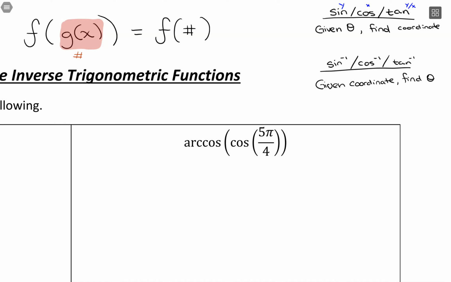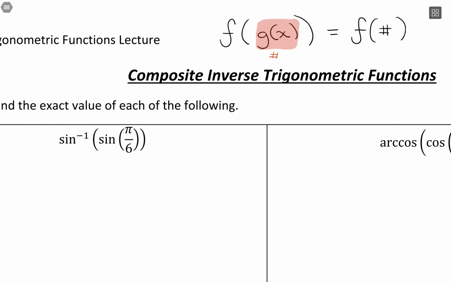Because what should end up happening is that when we work with these together, when you find the angle measurement for an inverse function, that can be used as the input for a standard function. Or if we find the coordinate for one function, we can use that to find an angle measurement for the inverse function. So there's a way of moving between inputs and outputs here that lets us layer these functions. So let's try this out.